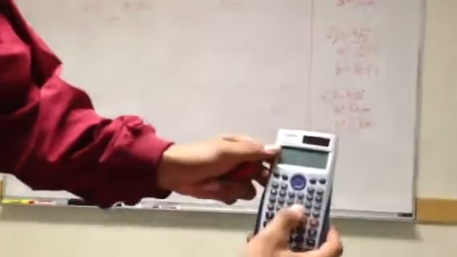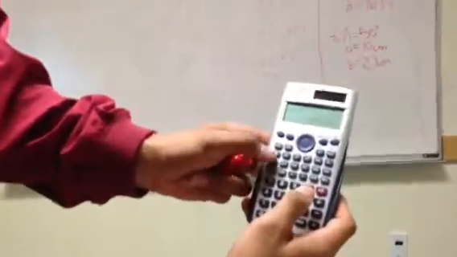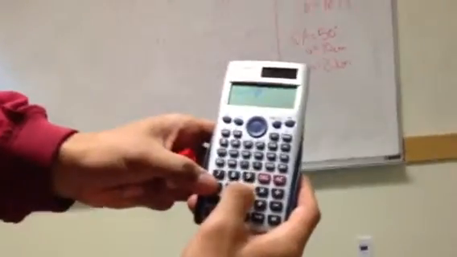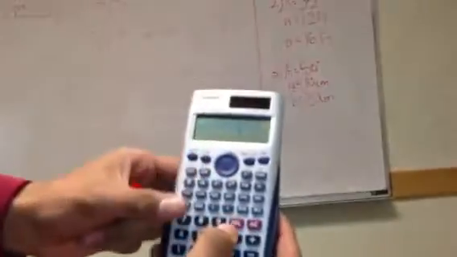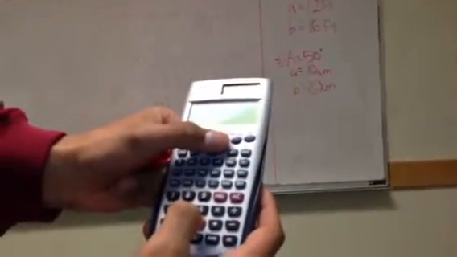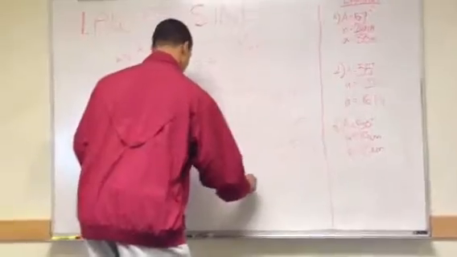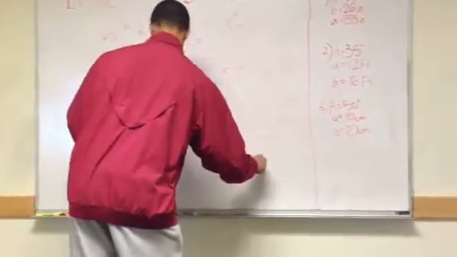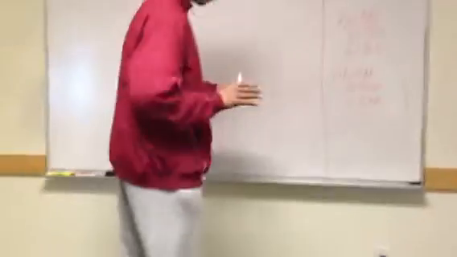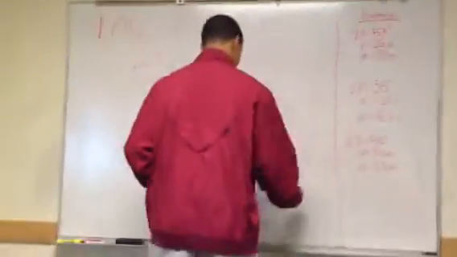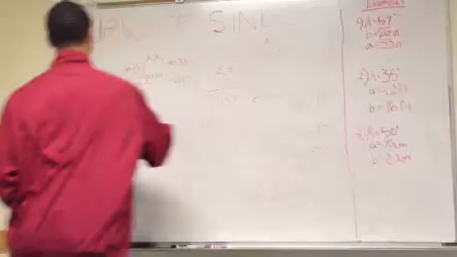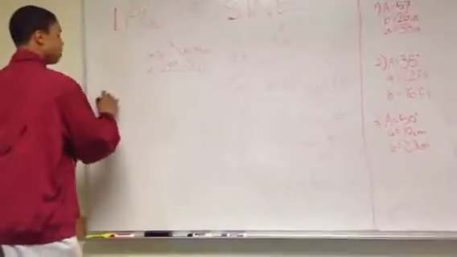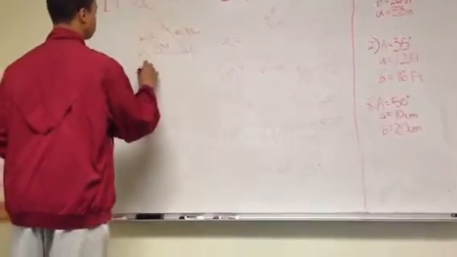Now, shift sine, 26 sine 57 over 33 equals, drum roll please, B is 41.3, you could say 41 degrees because you round. Now, we'll put that over here so that we have some more room. B equals 41.3 degrees.